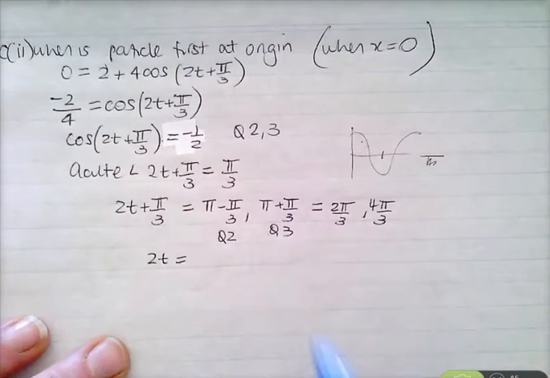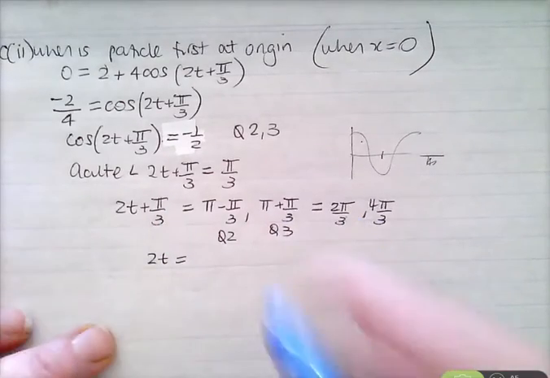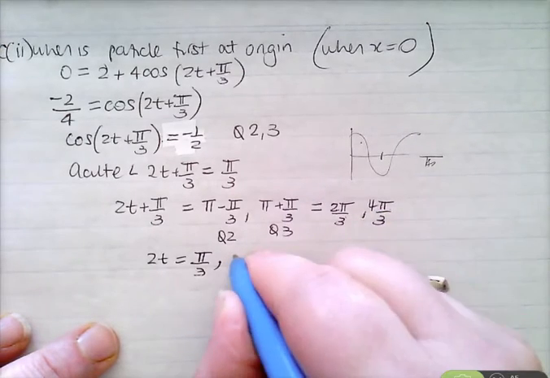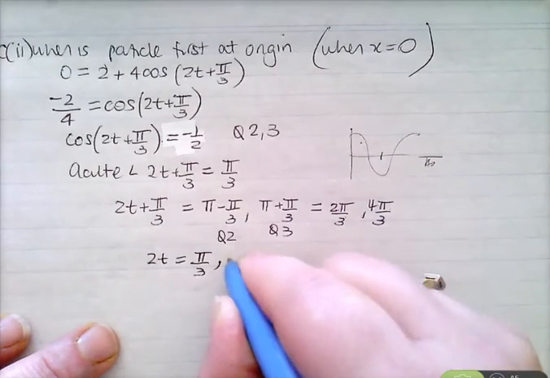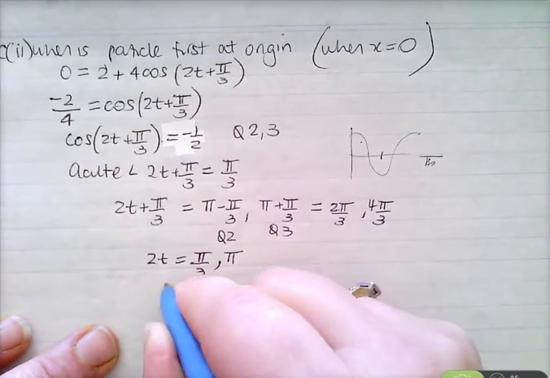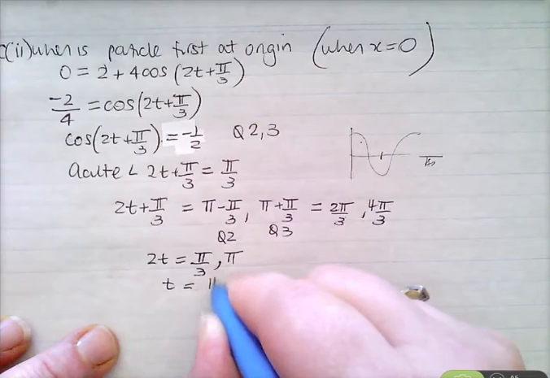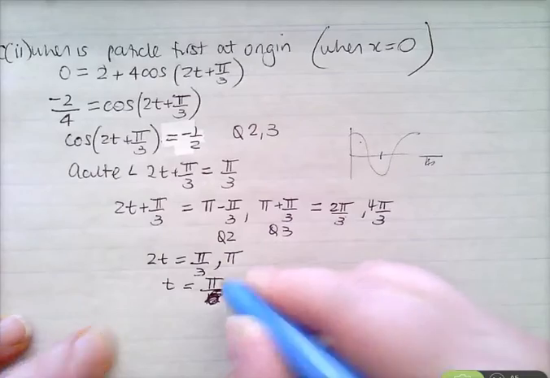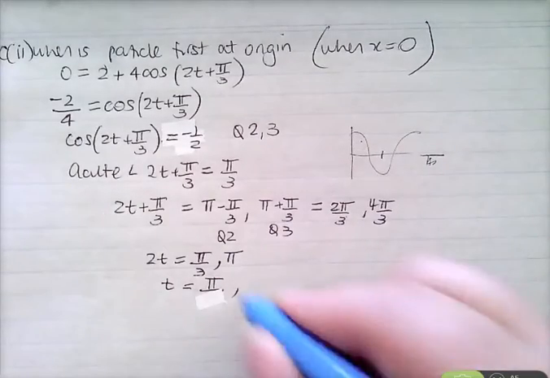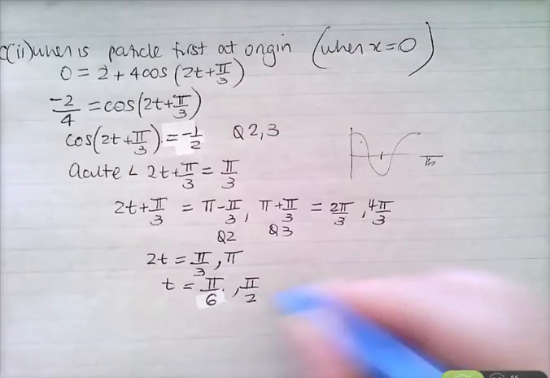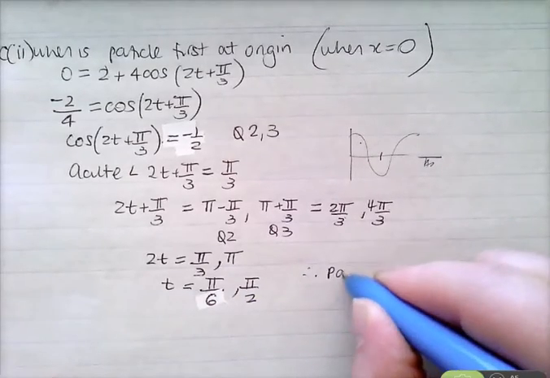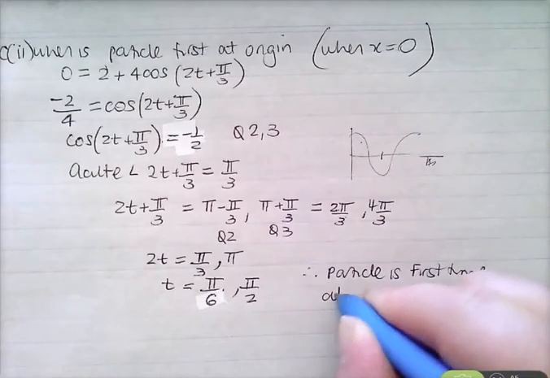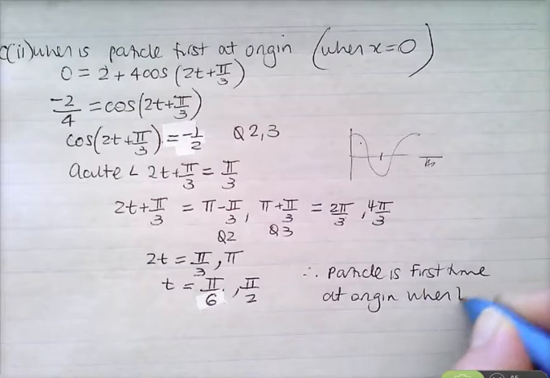So therefore for 2t, I need to subtract pi on 3 from each of those, and I get pi on 3, and subtract pi on 3 from that, and I will just get 3 pi on 3, which is just pi. And if I divide by 2 now, I get time is pi on 12. No, sorry, pi on 6. That's a 6. So we get time is pi on 6 and pi on 2. So therefore, the particle is first at the origin when t equals pi on 6 seconds.